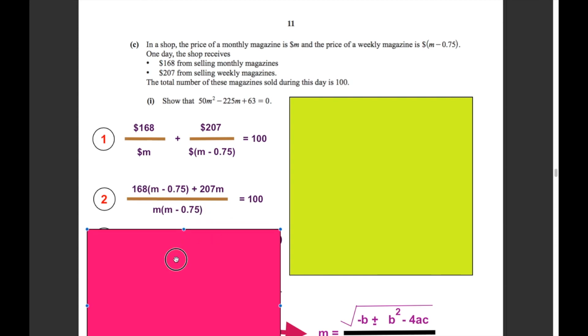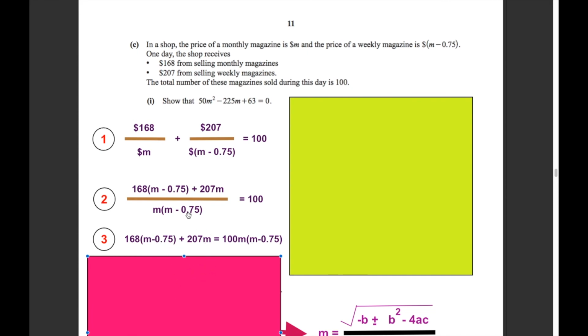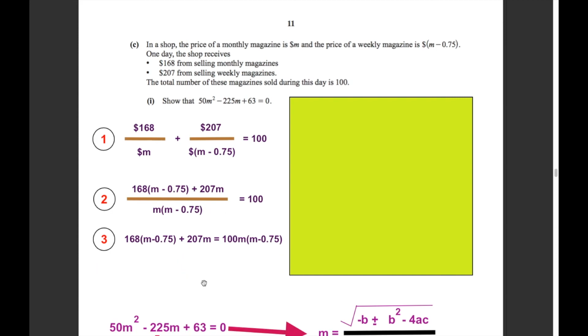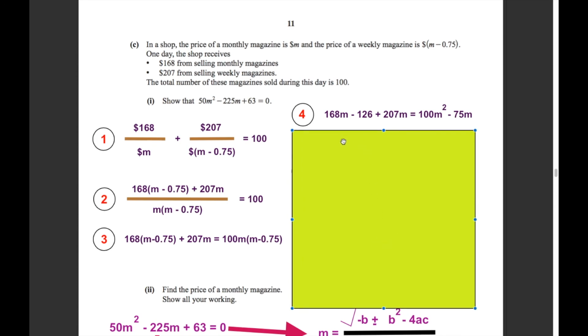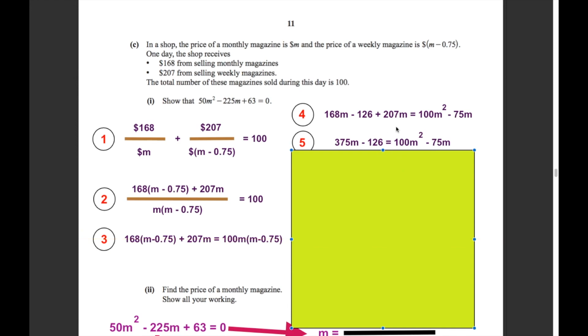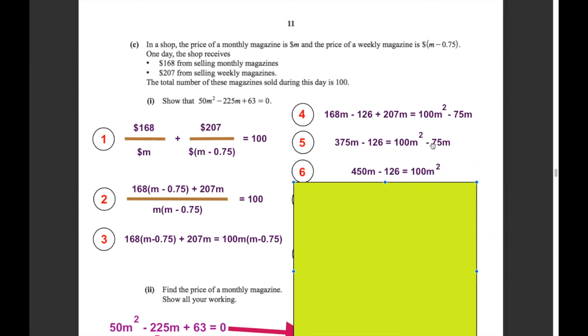Now all you have to do is expand. You end up with this. And we moved this one as well over here, so from division to multiplication. Okay. Let's go to this side. Continue expanding. So this 100m becomes 100m squared minus 100 times 0.75 is 75, and then there's an m as well, so place that there. Then place all the common numbers together. So 165 plus 207 is 375, and then we continue on. So that move this here becomes 450, so we add. So 450 minus 126 equals 100m squared.